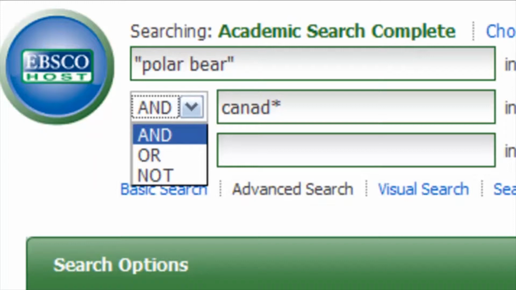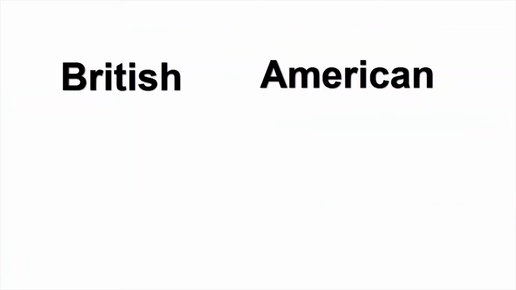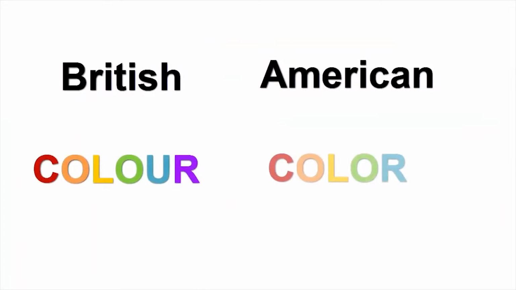Geographic terms really help narrow a search like this, and since I want anything related to Canada, I'll use the asterisk. In the book catalog, I would use a question mark here instead. The asterisk tells the database to search for any words beginning with these letters. That would be Canada, Canadian, etc. This also works for variations in spelling, like the British colour and the American color.